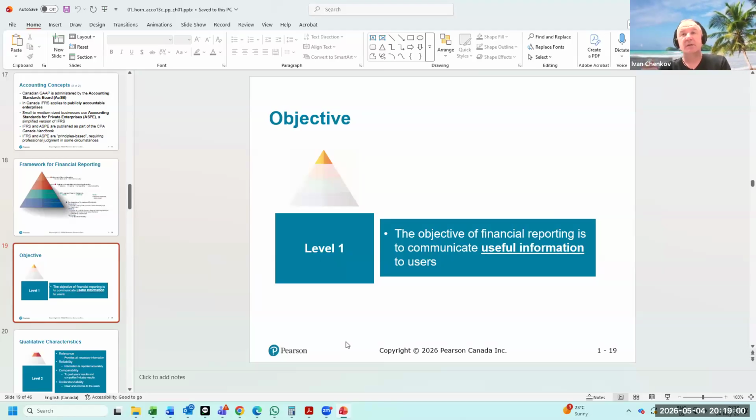So for different users, different objectives. Do we need to know those objectives? Preferably, yes. You as an accountant and me as an accountant, it's good for us to know who the users are and what their objectives are.